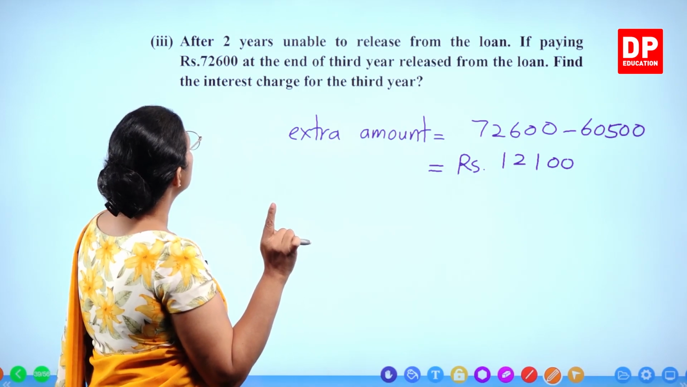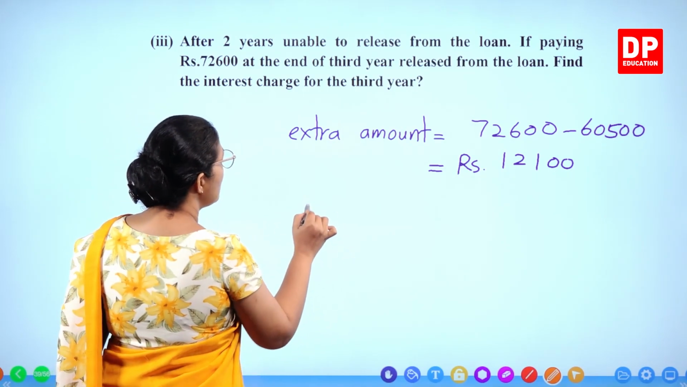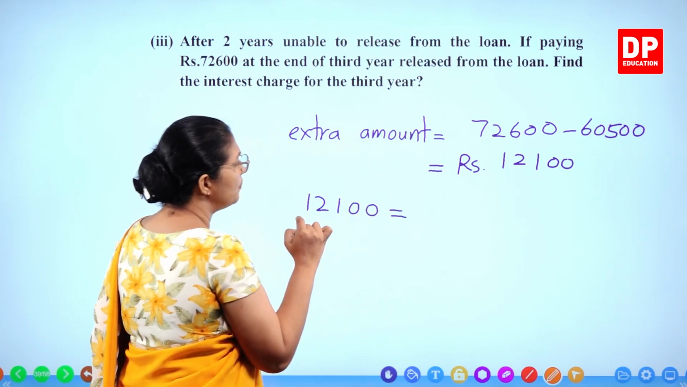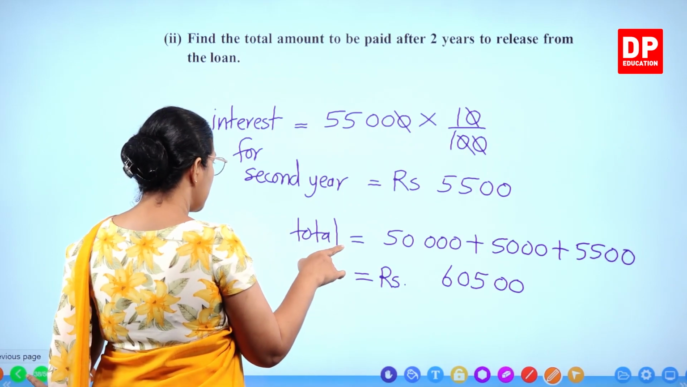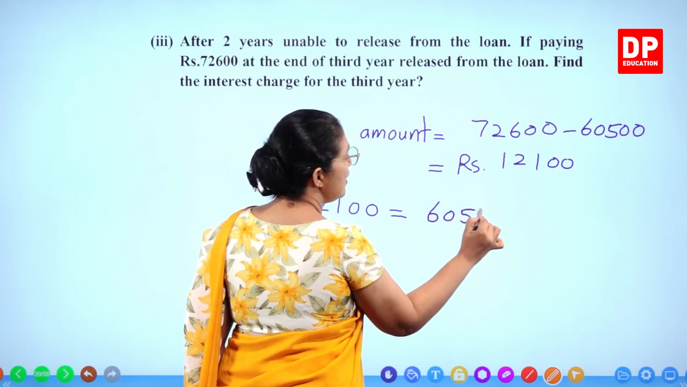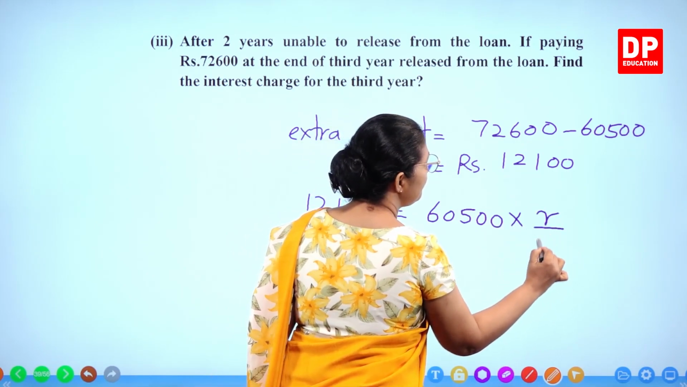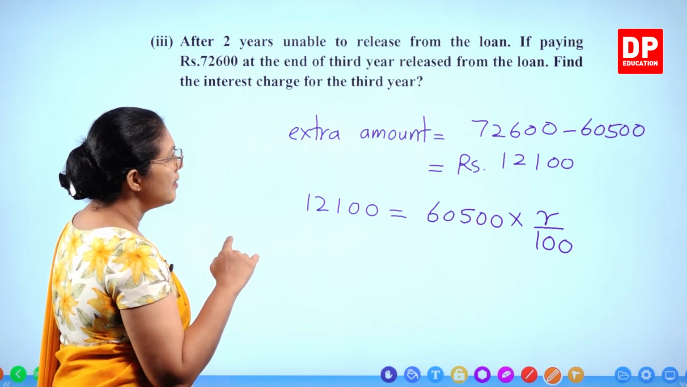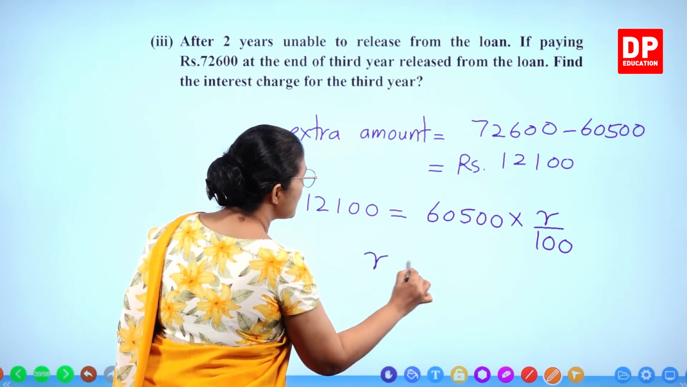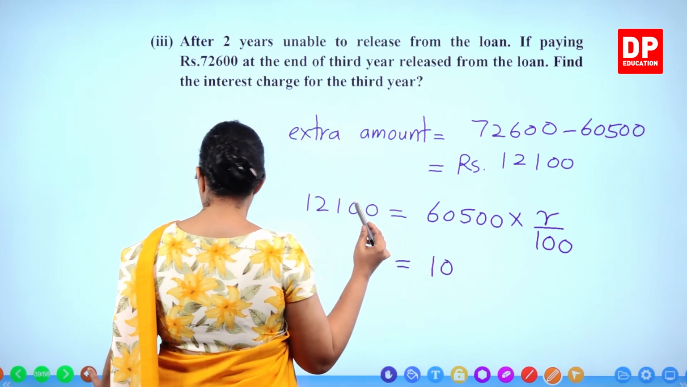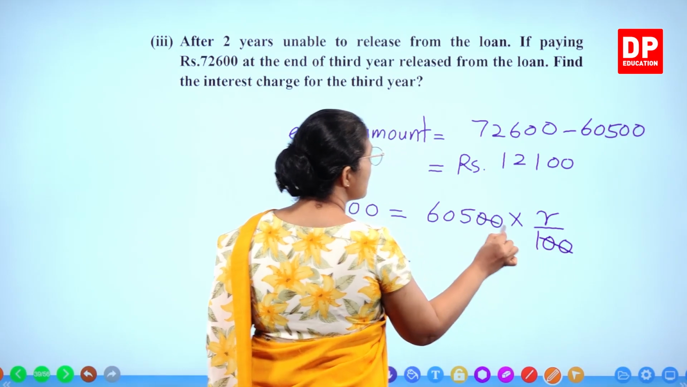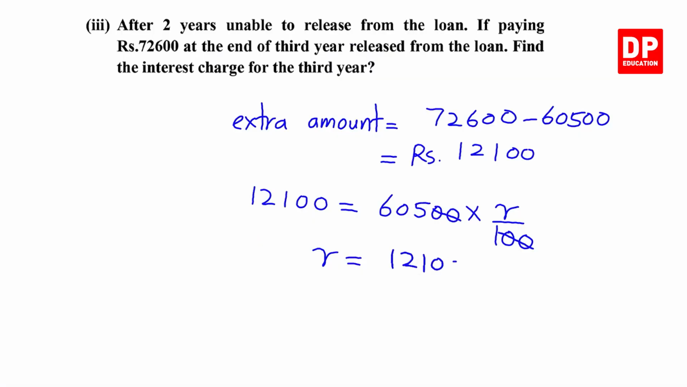So they are asking what is the interest charge. So 12,100 is equal to, the initial value is 60,500 into R percent. So you have to find what is the rate. R becomes 100. Here we'll simplify first. These two zeros get cancelled out. 1, 2, 1. 12,100 divided by 605, so 20. So what's the rate? 20% charged for the third year.